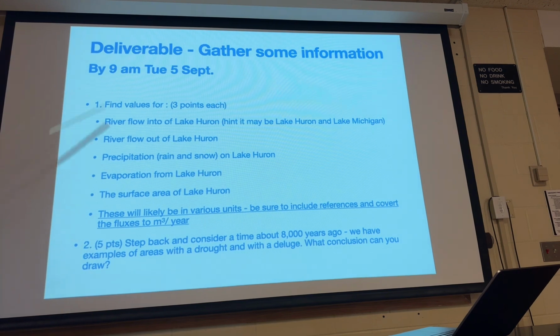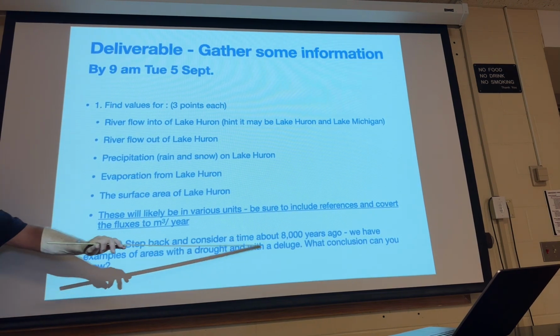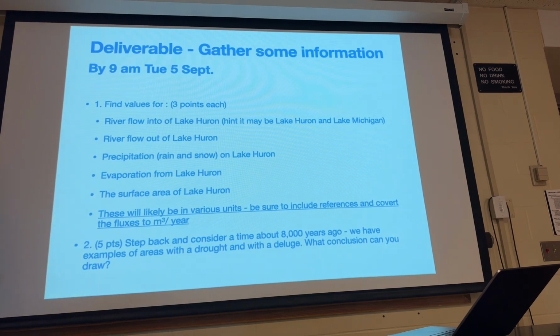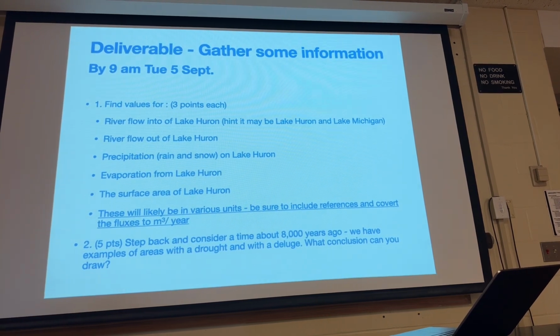Second question for today, or for Tuesday, and it's a thought question. The two examples that we had from the paleo, 8,000-ish years ago, have one area getting wet and one getting dry. What do you make of that? You're gonna see the question again at a deeper level.